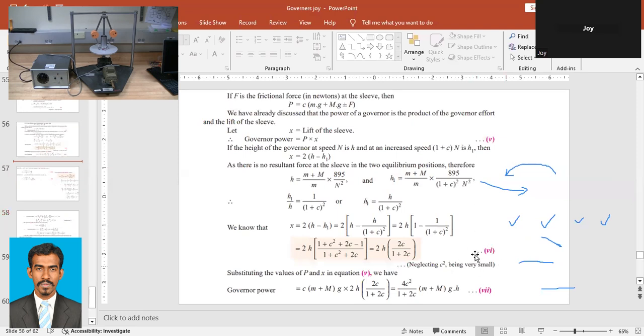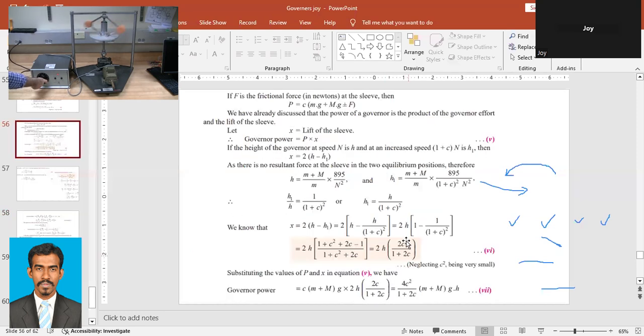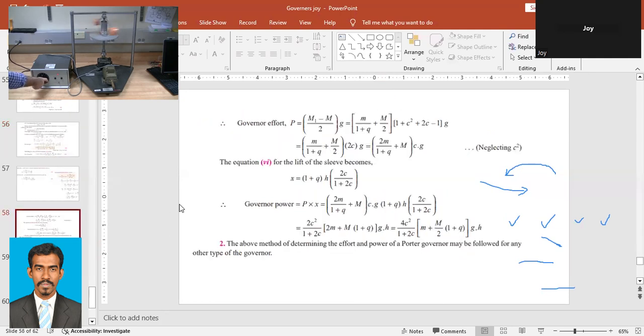Yeah, here I have the equation 6. So that is lift of the sleeve x, which is equal to 2h into 2c upon 1 plus 2c. Right? 2h upon 2c into 1 plus 2c. If I have 1 plus q here, 1 plus q into h into 2c upon 1 plus 2c. Instead of this h, now I will have this 1 plus q also. So h into 1 plus q.